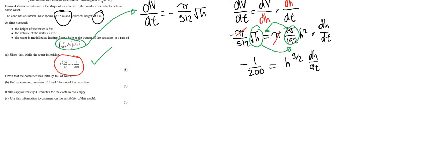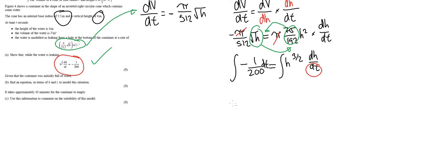Okay, now, this is given the container is initially full of water, find an equation in terms of H and T to model the situation. So now this is where we want to integrate this, because we want to come up with a single model. Okay, right, so what have we got? We've got that. So let's integrate. So if we put an integral here, I've got an integral here. Okay. I've got 1 over 200. And I've got a dt that I'm dividing by. Well, all I have to do is multiply out dt. So now I've got h's on the right, t's on the left.